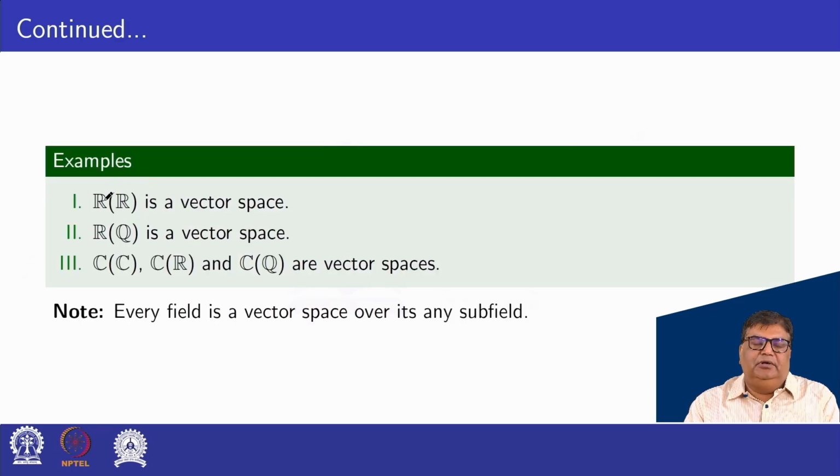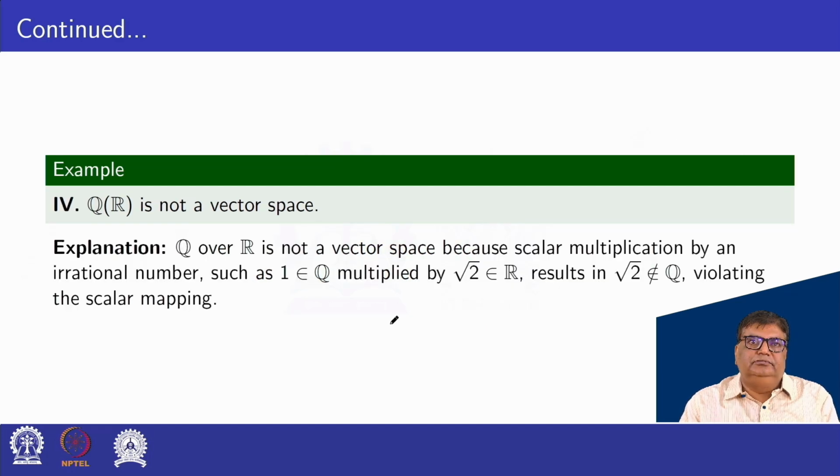For example, R over the field R is a vector space. R over the field Q is also a vector space. C over C, C over R, C over Q are also vector spaces. Noting point: every field is a vector space over any of its subfields. Example: Q over R is not a vector space.